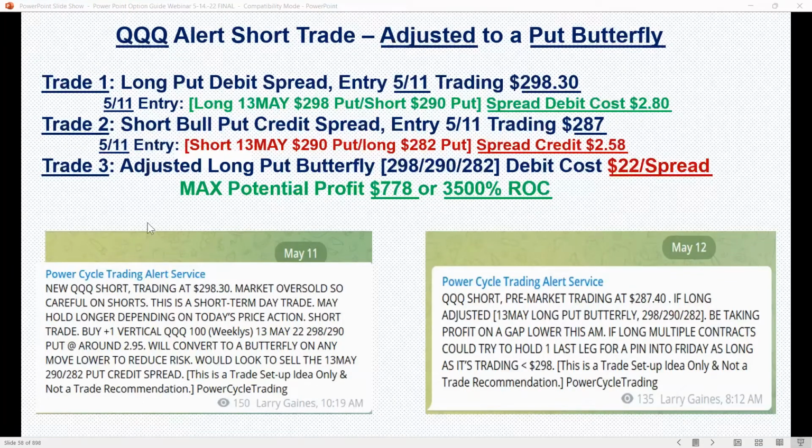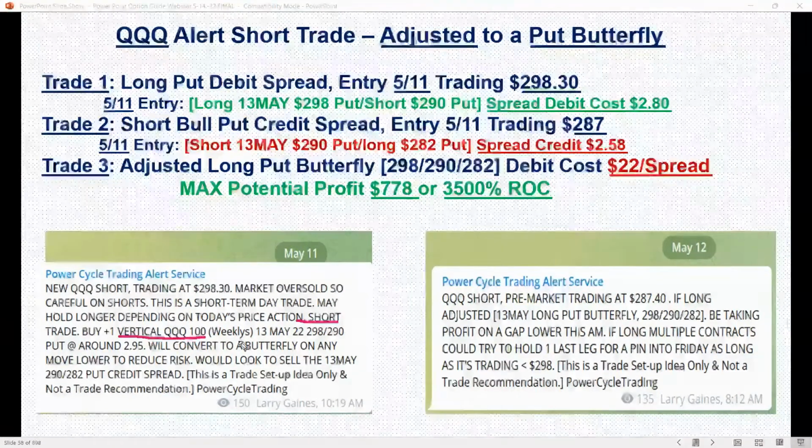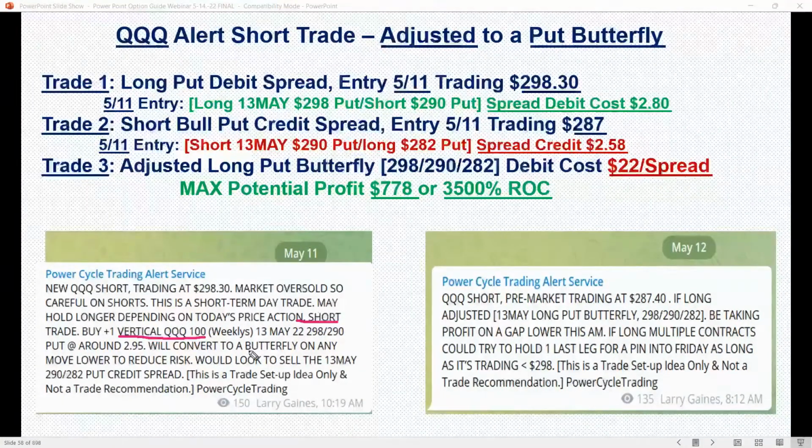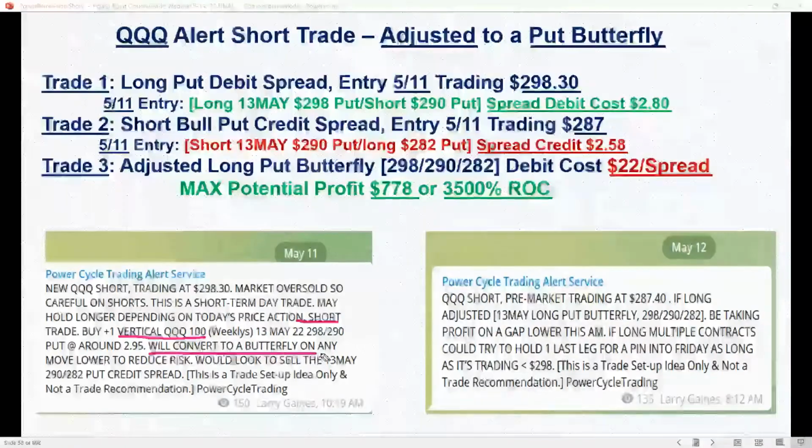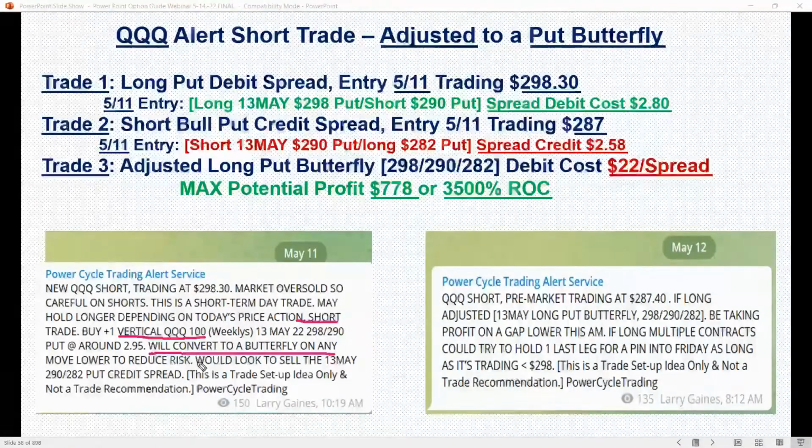So again, here it was. This was an alert trade. You can see it says here, trade. Okay, may hold longer depending on today's price close, and then it says short. Then short the vertical credit spread when it gets down. So we would be looking to convert to a butterfly on any move lower to reduce risk.